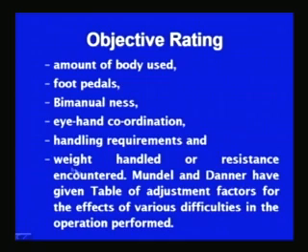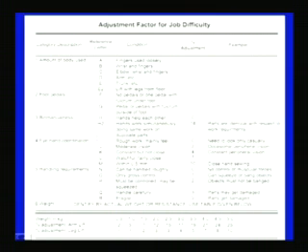These degrees of difficulty are obtained by categorizing the work of the operator under these headings: amount of the body used, eye-hand coordination and all these factors while doing the job. Mundel and Danner have given a table indicating the adjustment factors for the effect of various difficulties when the job is carried out. So, these values are obtained, and the algebraic sum of those values is used to arrive at the degree of difficulty. So, here for all those 6 factors the job is analyzed and the different values are assigned, along with the resistance in carrying out the job or weight which is to be handled.